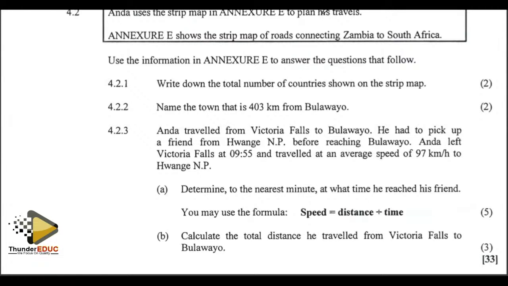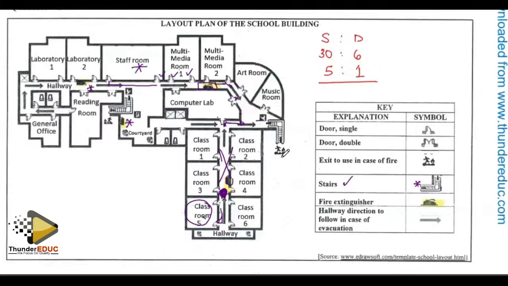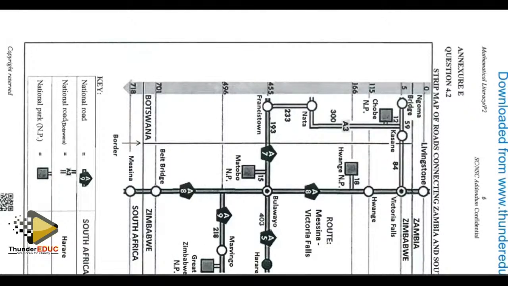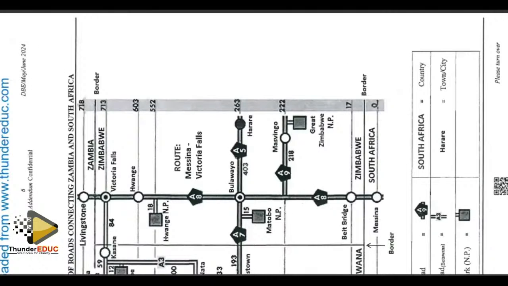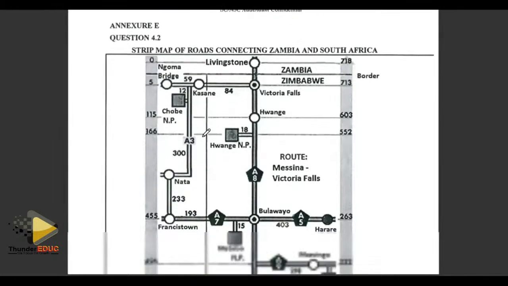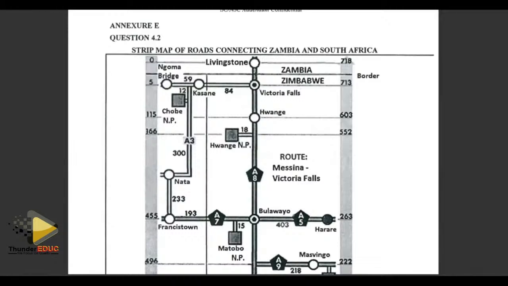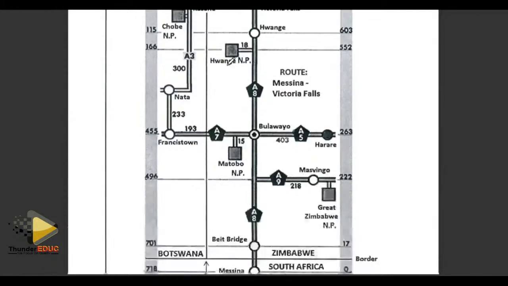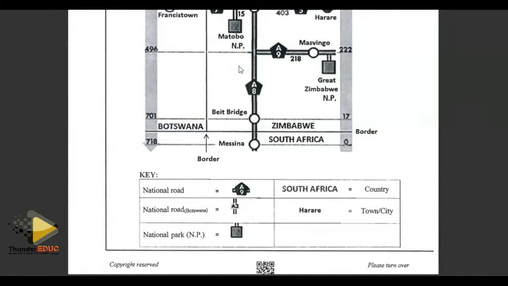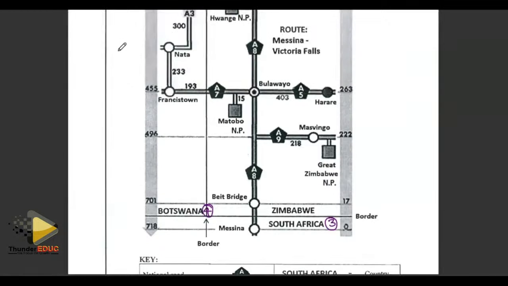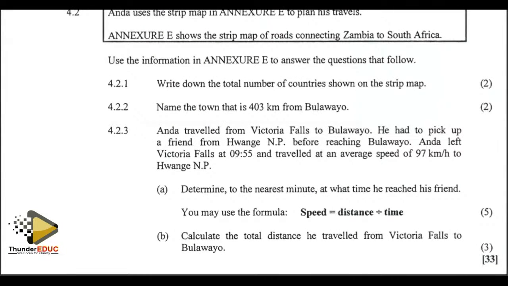Total number of countries. We go to the strip map. Yeah, this is the strip map that we're looking at. Okay, total number of countries. 1, we see Namibia. 2, Zimbabwe. Any other? We can't count Zimbabwe again, it's already there. So we see South Africa and we can see Botswana. So how many countries do we see? Here you come and say 4 countries.